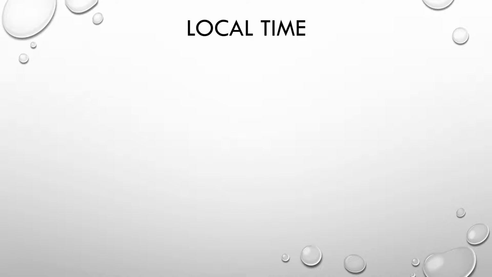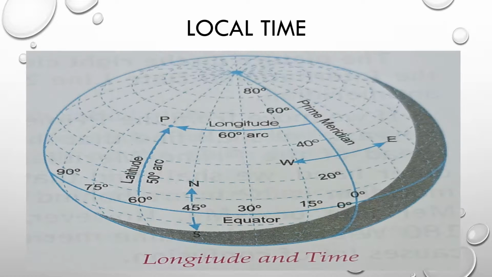Now students, let's understand the local time. Students, the places situated on the same longitude will have the same time, which is called the local time of all the places. Now see that this is the 0 degree longitude. This is known as the prime meridian. It starts from the North Pole and ends at the South Pole.